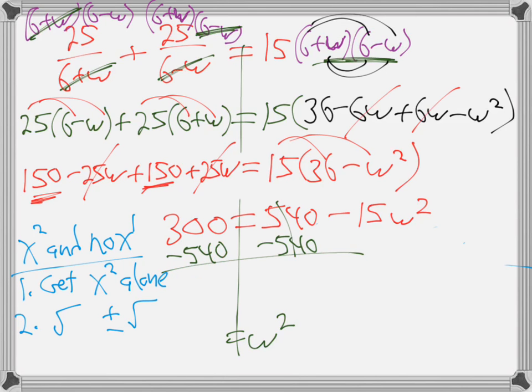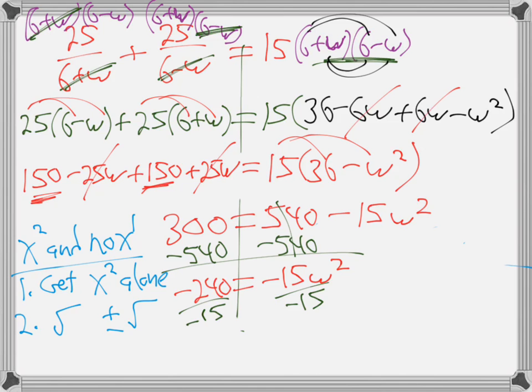And that's gone, and that'll be what? Minus 240. Good so far? And now, what do we do to get w squared alone? Divide by negative 15, because it's multiplied by the negative 15. It's the opposite. To 16. W squared is 16. Positive, right? Because two negatives make positive. See how nice that is?